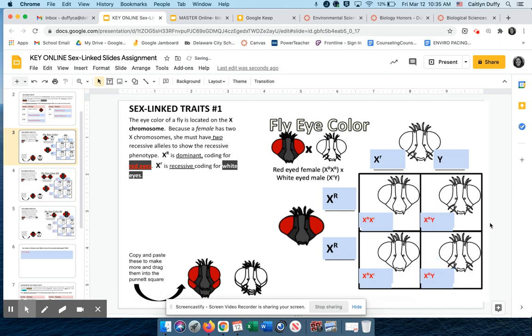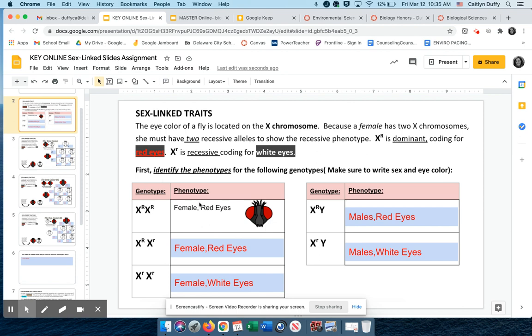Okay, so we figured out the genotypes of the offspring. There's a 50% chance of having a male. There's a 50% chance of having a female. Now let's go ahead and identify those phenotypes. X big R, X little r is going to be red.